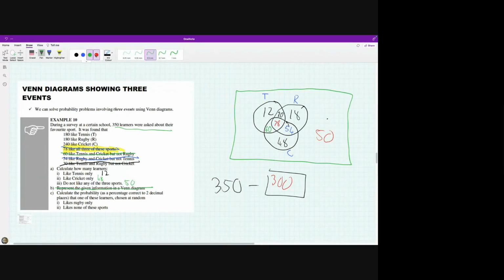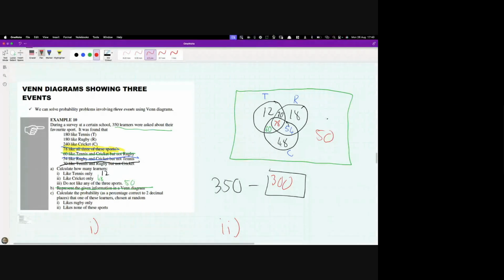I want you to answer these last two questions for me. So number 1 and number 2, calculate the probability to 2 decimal places that if you choose a random learner, that learner likes rugby only, or what's the probability they like none of these sports? See if you can take from the words and use the diagram to help you.